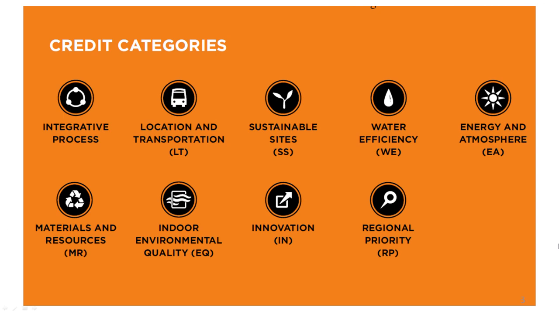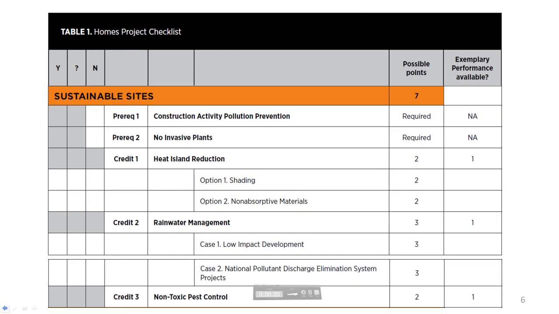These are the LEED credit categories. In my previous video, we discussed Sustainable Sites Credit 1, the Heat Island Reduction. Now, we will proceed to Sustainable Sites Credit 2, the Rainwater Management. Rainwater management is the second credit under Sustainable Sites. It is possible for 3 points with one exemplary performance.